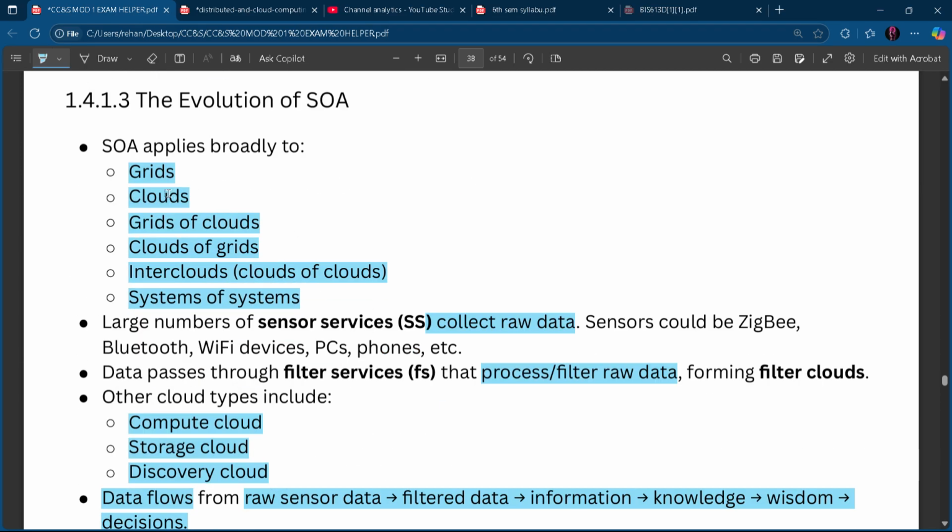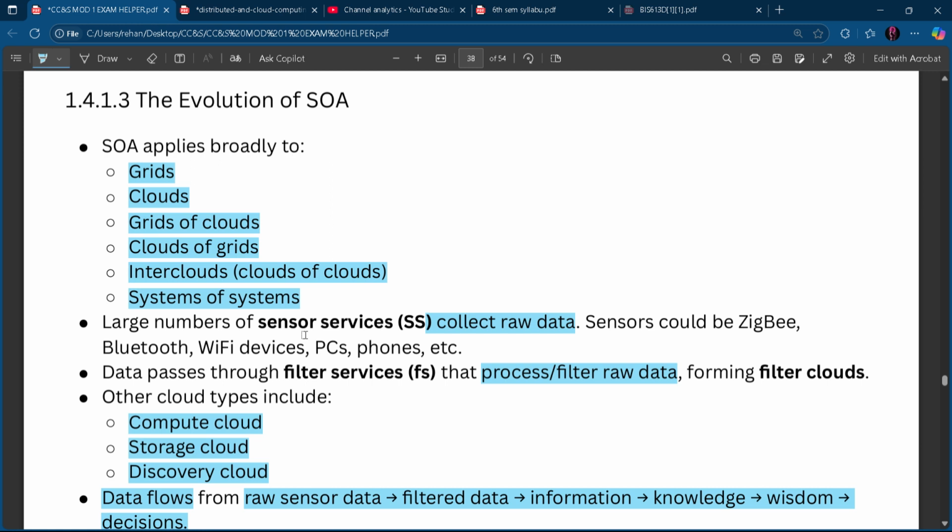The evolution is the simplest part to remember. You have grids of clouds, clouds of grids, interclouds, which is nothing but clouds of clouds, and systems of systems. Very simple, right? Anyone can remember this very easily.